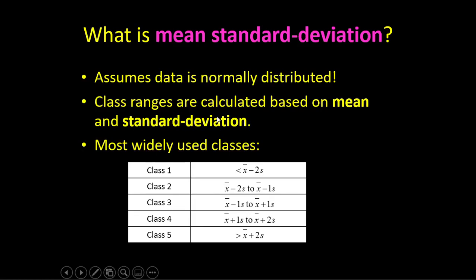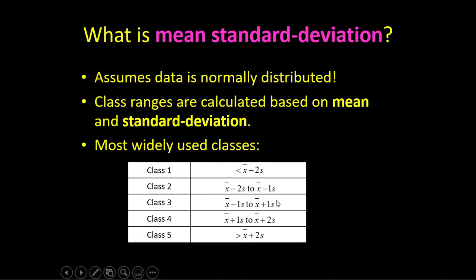Next up is the mean standard deviation. This one assumes that the data is normally distributed. I'm not going to go too much into that, but keep in mind that you need to standardize your data. If your data cannot be standardized, then you can't use this method. So this assumes your data is normally distributed. The class ranges are calculated based on the mean and standard deviation.